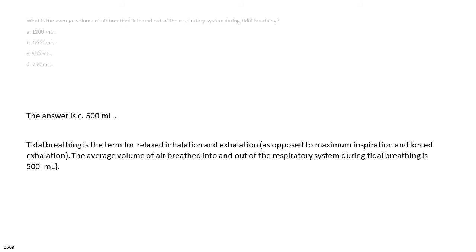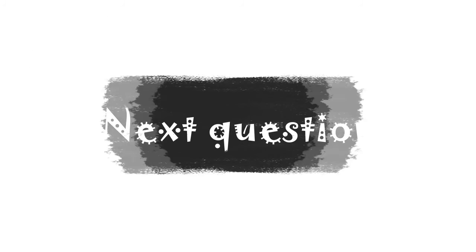The answer is C. 500 milliliters. Tidal breathing is the term for relaxed inhalation and exhalation, as opposed to maximum inspiration and forced exhalation. The average volume of air breathed into and out of the respiratory system during tidal breathing is 500 milliliters.